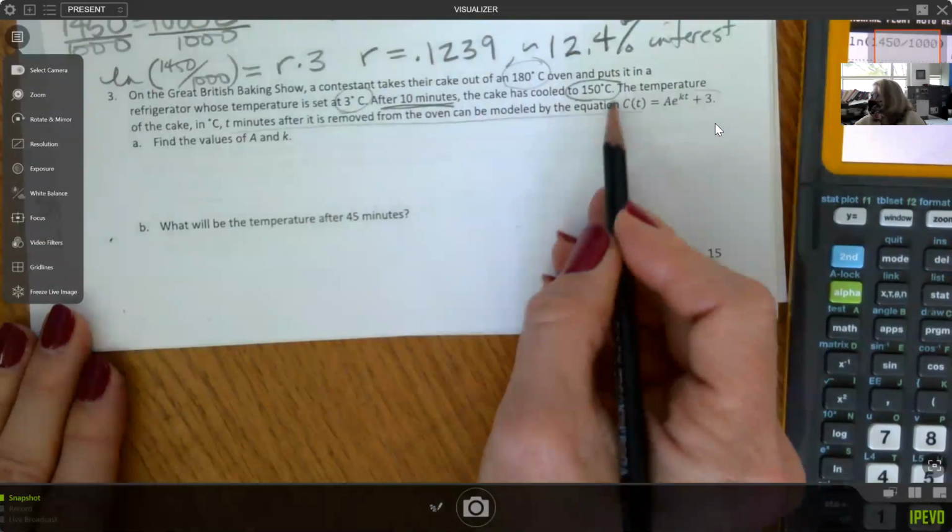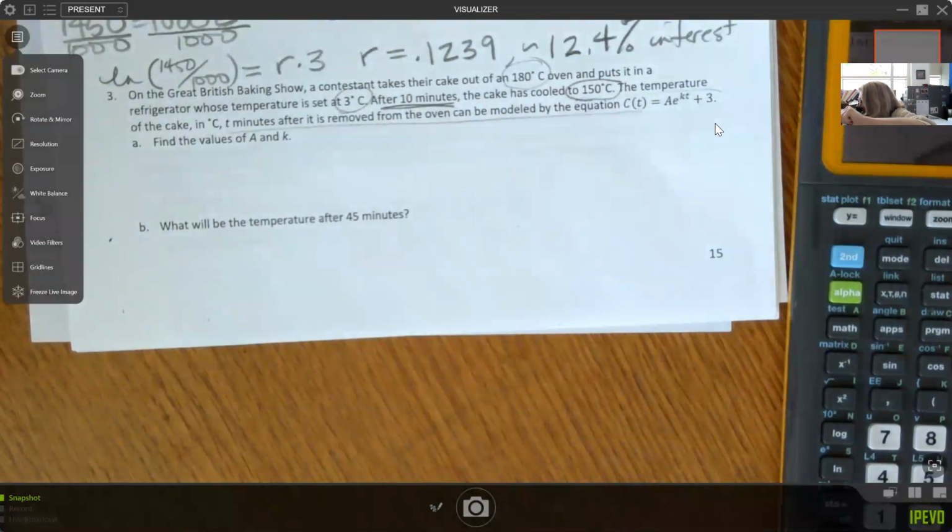So the only reason it's not the basic equation, the reason it's got the +3 in there, is the temperature inside the refrigerator doesn't go below 3, right? The initial heat has dissipated, but it's not going below 3, right? Because the temperature, we're all good while we're adding 3 in this situation.